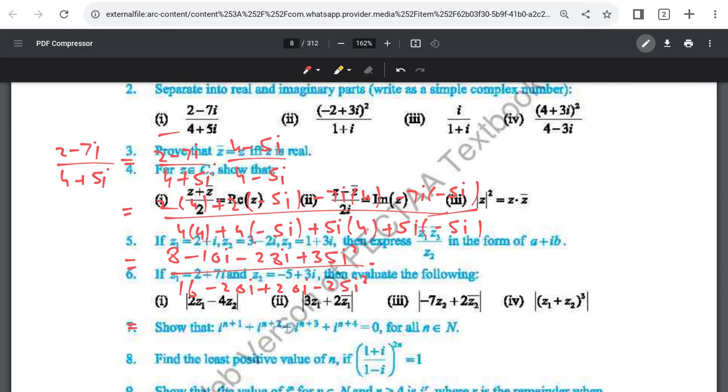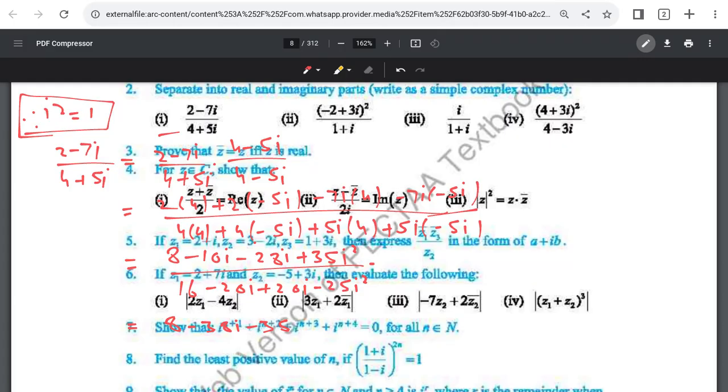Then we simplify it, so it will become 8 minus 38 iota minus 35, because iota square is equal to 1. Iota square is always equal to 1. So this is the formula we have.